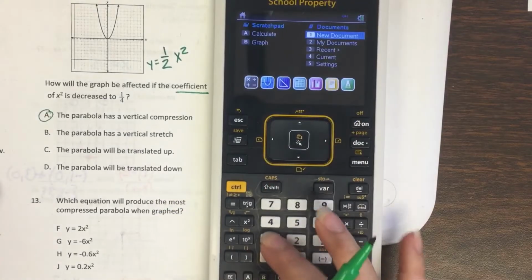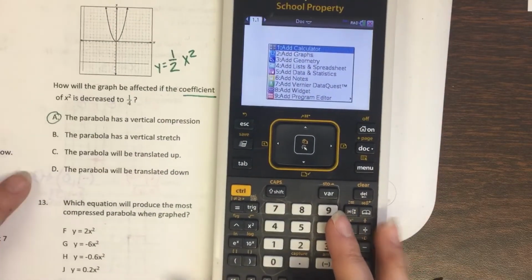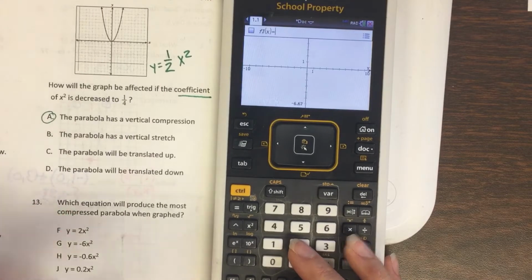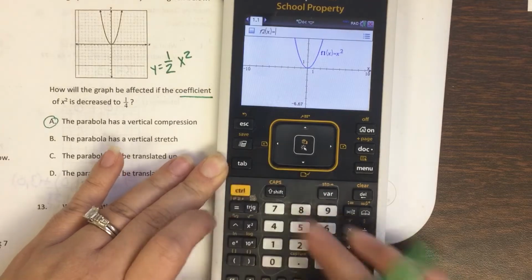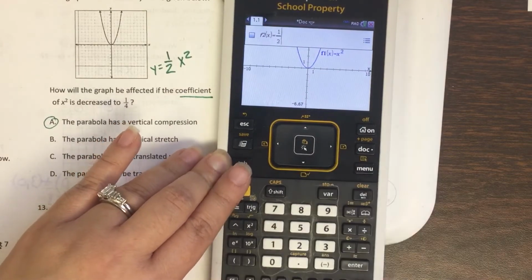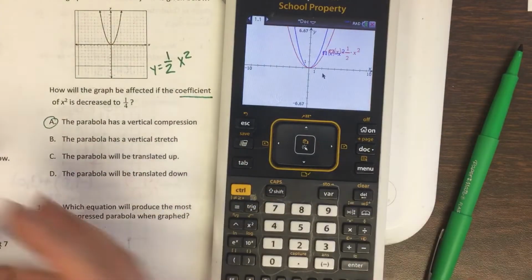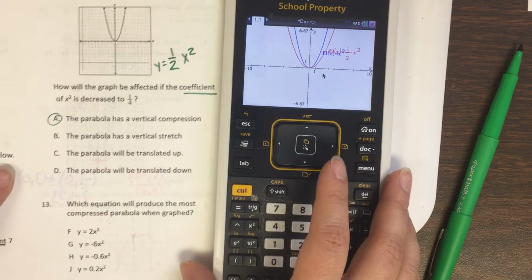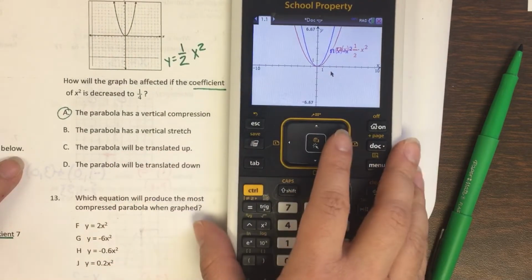Once again, you will have access to the calculator, and you can graph the parent function, tab, and then you can go ahead and graph that new equation. And here we can see it has opened up a little bit, and that's what we call that vertical compression.